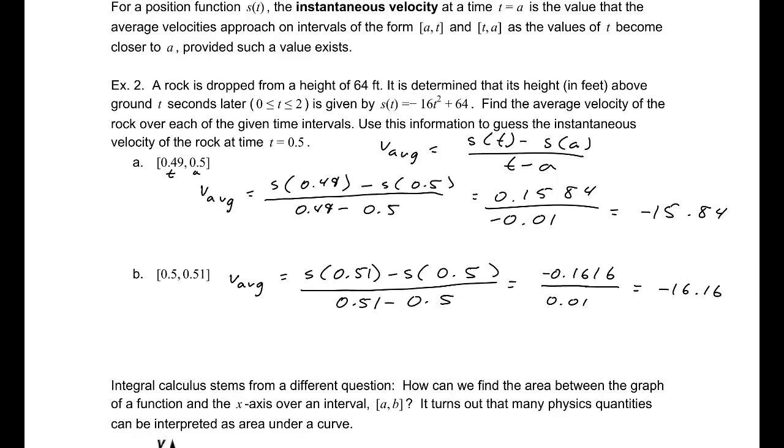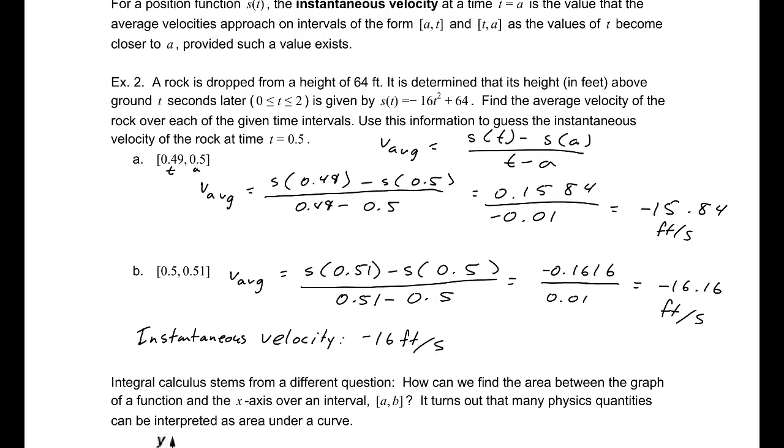Now those are both in feet per second. Let's go ahead and add that. Now, to make a guess at our instantaneous velocity, based on those two, it appears that it could be negative 16 feet per second. And applying the derivative, which we'll see in another chapter, we can see that it actually is going to approach that. So that would be a good guess.